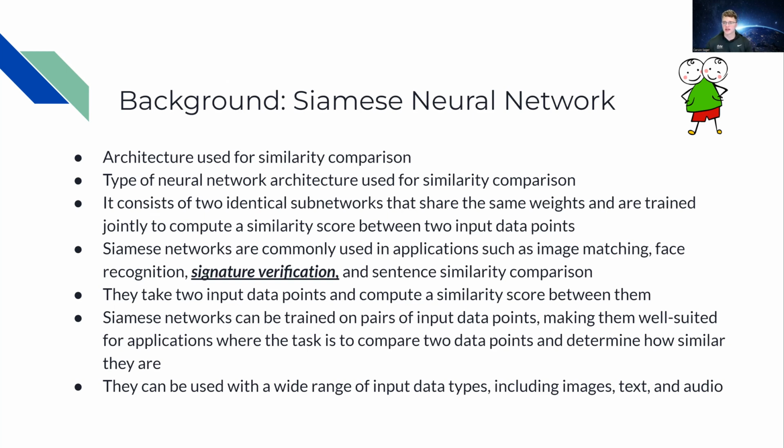They take two input data points and compute a similarity score between them. Siamese networks can be trained on pairs of input data points, making them well suited for applications where the task is to compare two data points and determine how similar they are. Obviously, this is still kind of saying the same thing: the Siamese neural network tries to understand just those two data points rather than having a full set that you have to scan through and look through. They can be used with a wide range of input data types, including images, text, and audio.